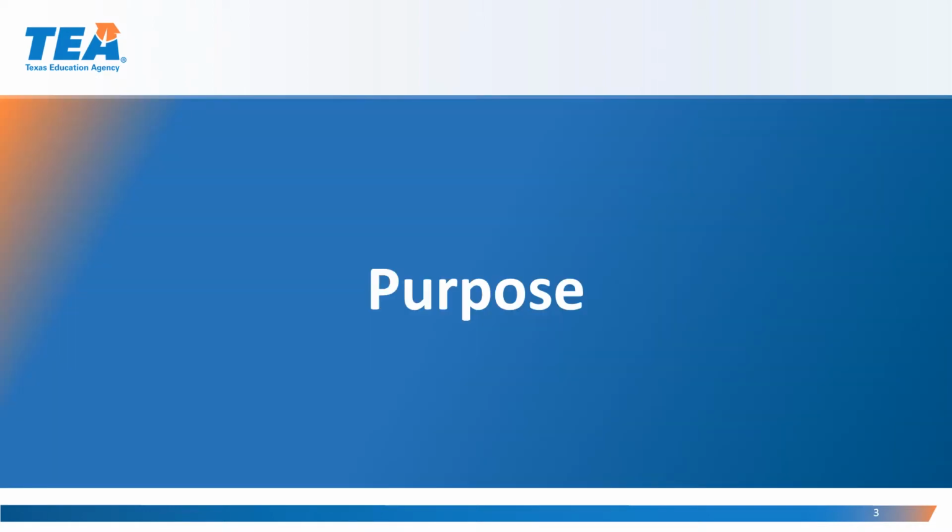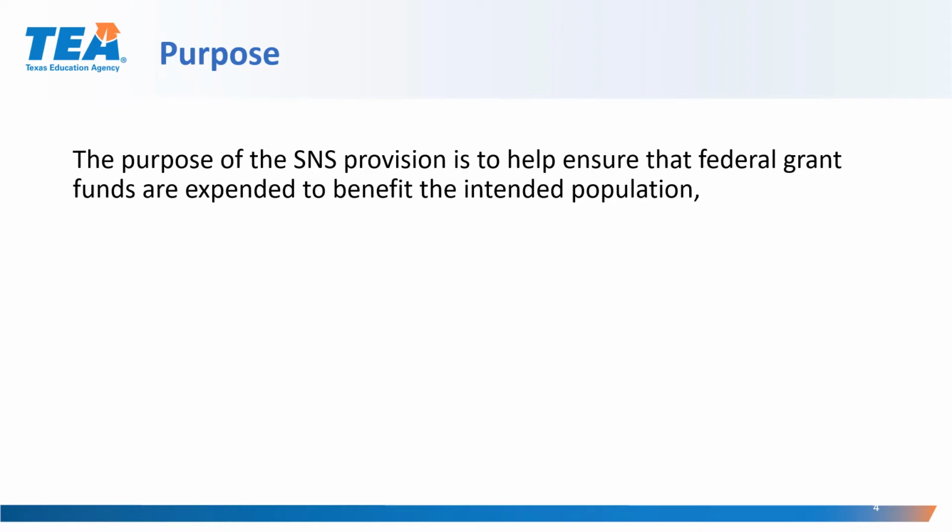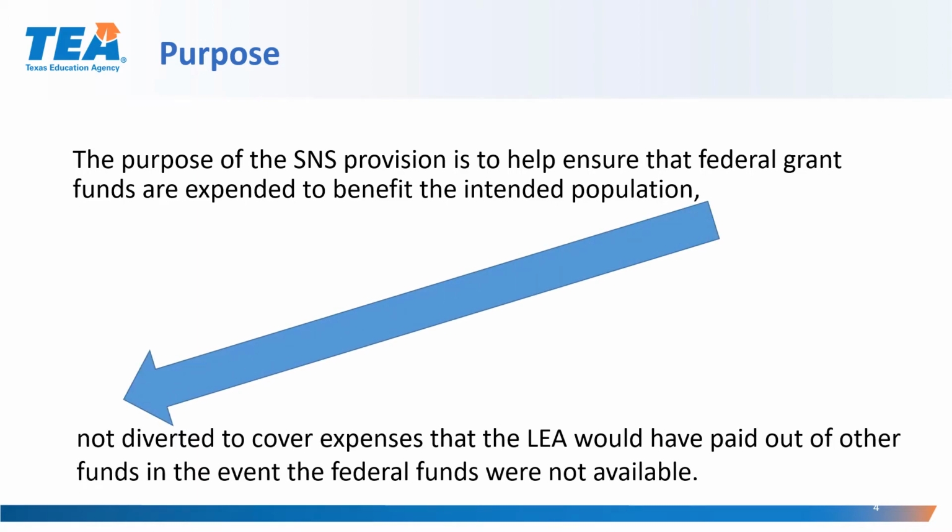First, the purpose of the provision. The purpose of the SNS provision is to help ensure that federal grant funds are expended to benefit the intended population, not diverted to cover the expenses that the LEA would have paid for out of other funds in the event that federal funds were not available.